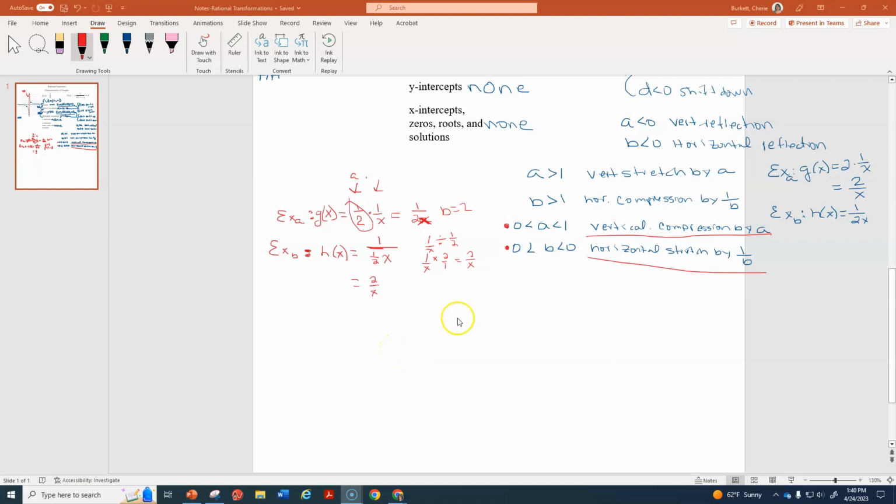So what I was attempting to do with these last two examples right here is to show you that we really don't have to worry about A and B being fractions, because when A is a fraction, it turns into a B, and when B is a fraction, it turns into an A. So the only two things that you really need to worry about are these two up here. A causes a stretch and B is going to cause a compression. That's pretty much the simplification of that.